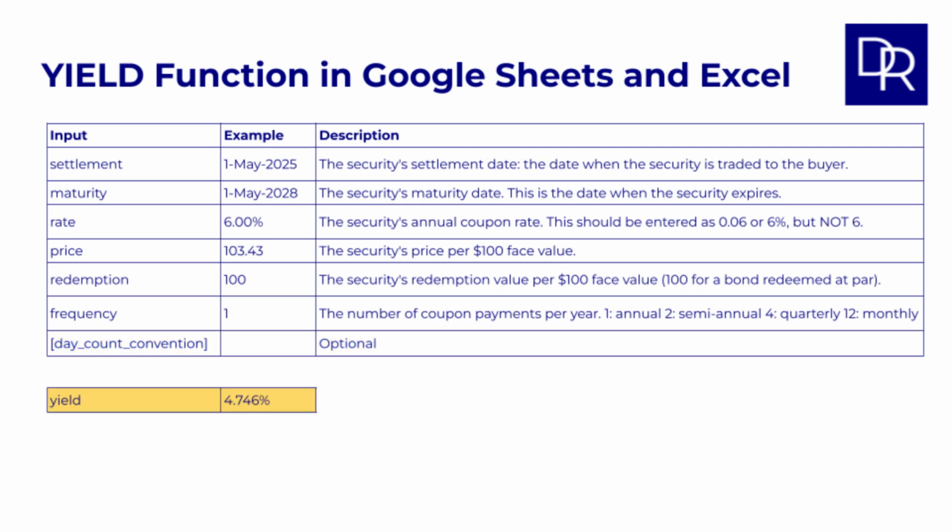And there we have it. The yield function gives us a yield to maturity of 4.746%. This is exactly the same as our result from the iterative process. As I mentioned, we followed exactly the same steps that Excel does when working out the yield.